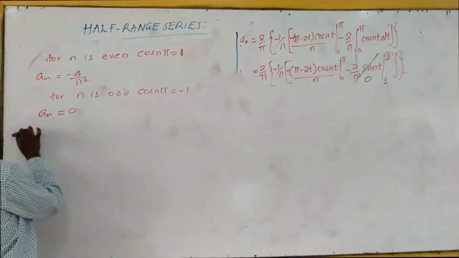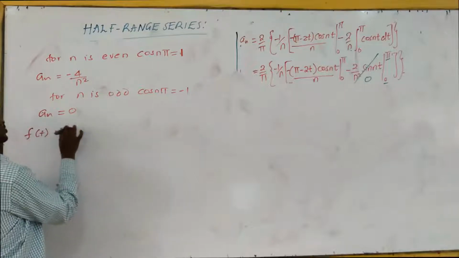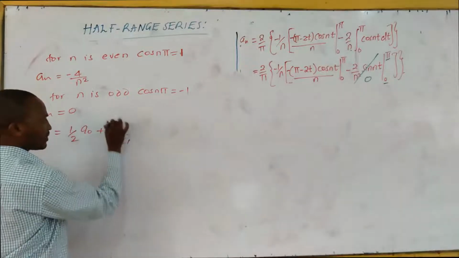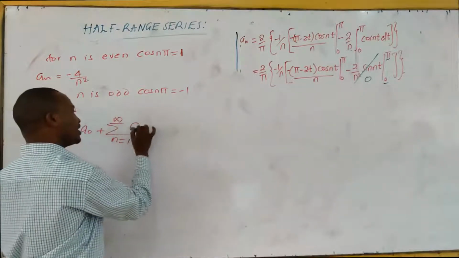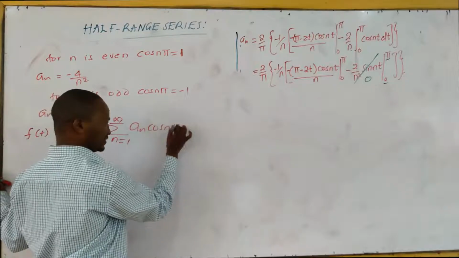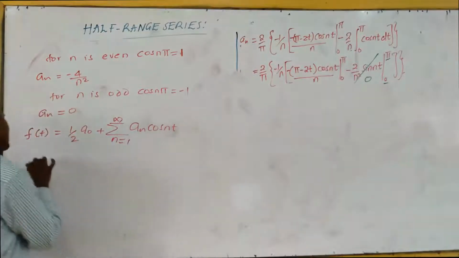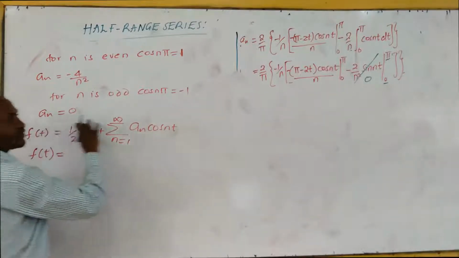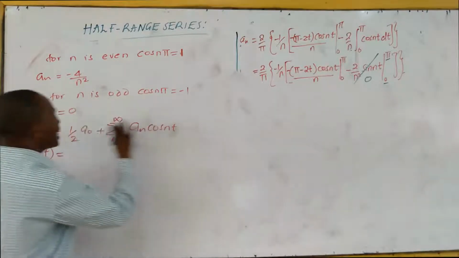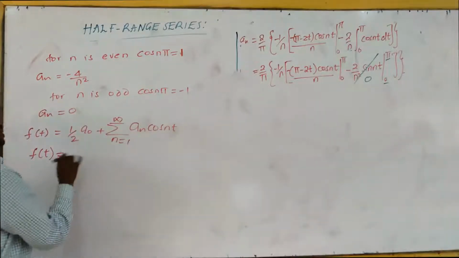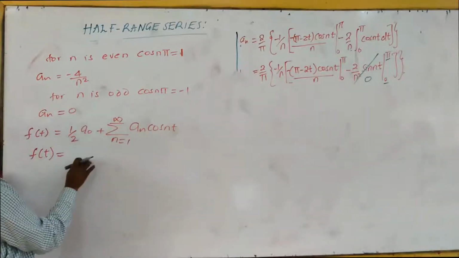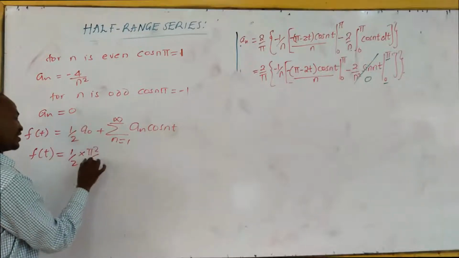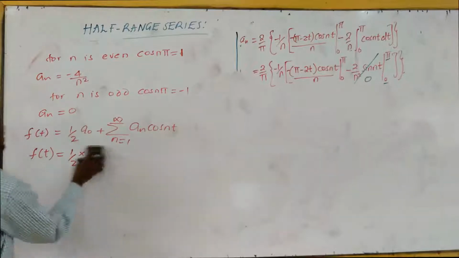Now we say our function of t is equal to a half a naught plus the sum from n equal to 1 to infinity of an cos nt. You don't have to write this because we had written it; I'm only trying to remind you. A half a naught is a half times pi squared over 3, which is pi squared over 6.